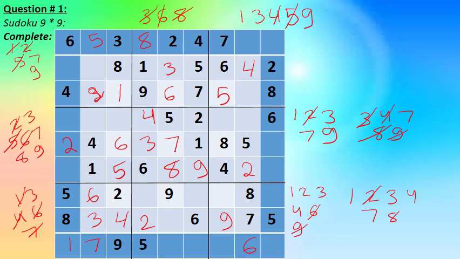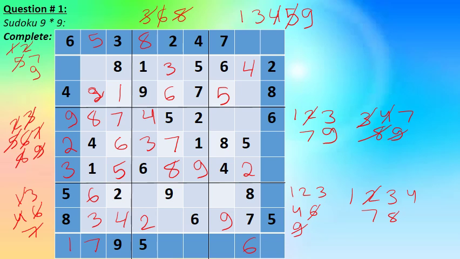Okay, now 7 has many choices. 8, above 4 we write 8. 9, beside 8 we write 9. Okay, so 7 is after 8 and 3 is under 2.